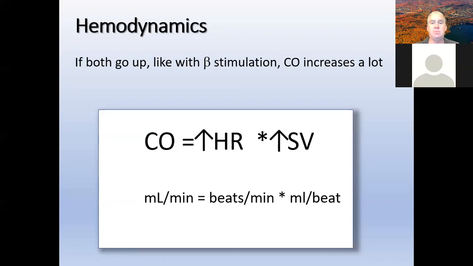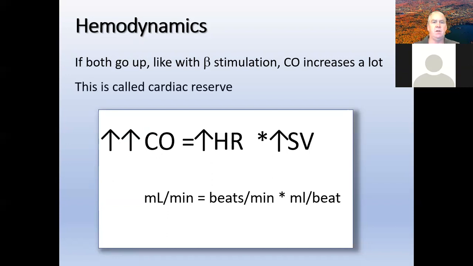Now, if both go up, right, beta stimulation, you're increasing heart rate because of beta receptors in the SA node, and increasing stroke volume because of increased contractility of the heart. Now cardiac output goes up a lot, and that's what we're seeing with epinephrine. And epinephrine will have other effects on stroke volume besides increasing contractility, which we'll see shortly.